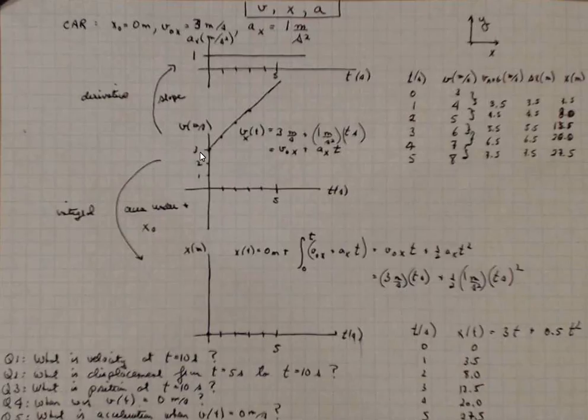Now let's go the other direction. Let's go from instantaneous velocity to position. And so the calculus relationship is integration. And so we can take the v versus t expression, which for constant acceleration is v naught x plus ax times t, and integrate from 0 to t.